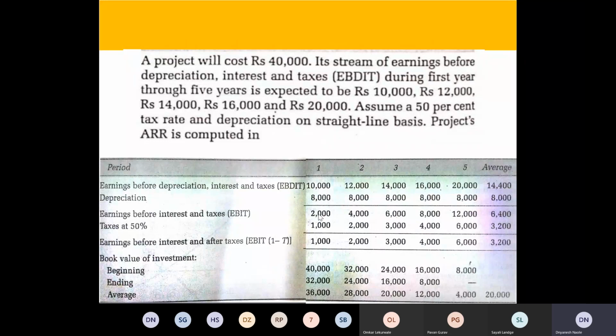What remains is 2,000. Obviously the taxes are going to be paid on the earnings. Whatever your profit is, on that you pay the income tax. Now we made a point that when you are using the ARR method, we should not make any adjustment for the interest which is paid. We are not subtracting the interest, which is also a cost. So EBIT means earnings before interest and taxes. That figure is 2,000. We are subtracting 50% as taxes.